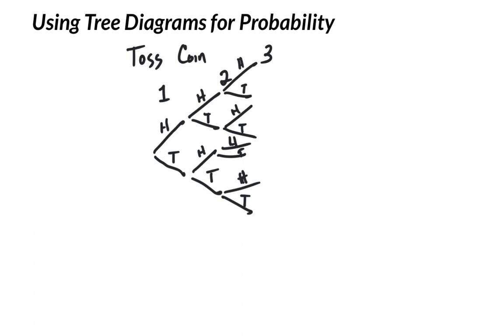But if you said, well, how many of them are there that have 2 heads and a tail? Well, this one has 2 heads and a tail. This one has 2 heads and a tail. This one has 2 heads and a tail. So 3 out of the 8. So if you just said, well, what was the probability we had 2 heads and a tail? It would be 3/8. So this is a really nice way of counting outcomes.